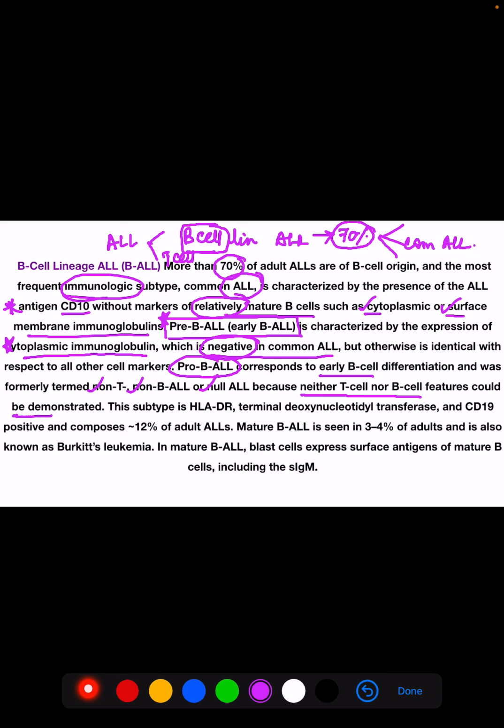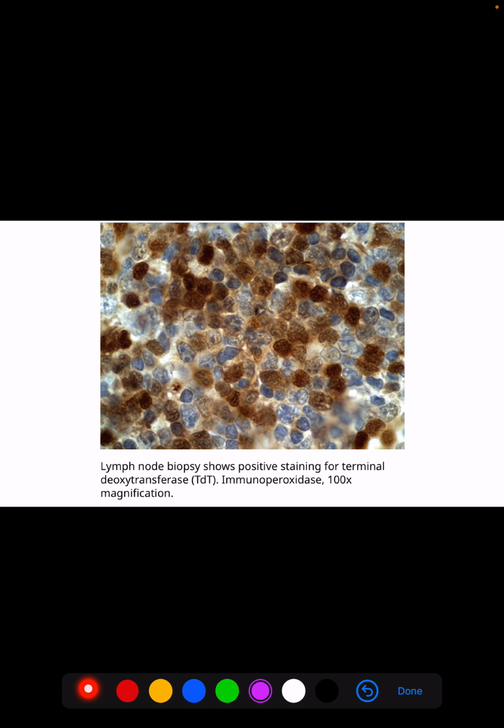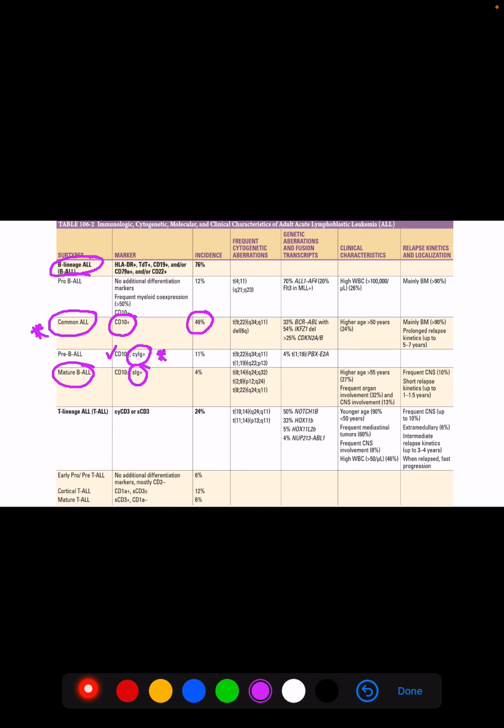If we take this pro-B-ALL, this is early B cell differentiation. Pro-B-ALL comprises 12% of adult ALL. This subtype is HLA-DR, TDT and CD19 positive. So what is positive here? HLA-DR, TDT and CD19 positive.